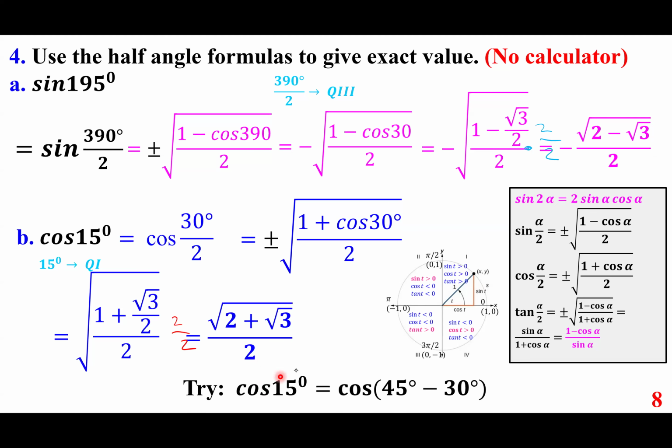I highly recommend you try cosine of 15 equal to cosine of 45 minus 30. Give it a shot as a practice.